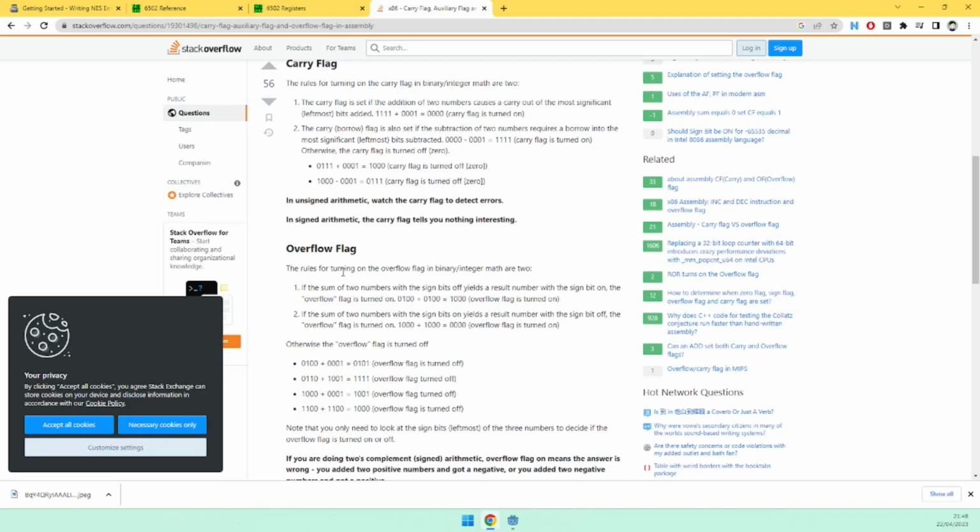Overflow flag. The rules for turning on the overflow flag in binary integer math are as follows. If the sum of two numbers with the sign bits off yields a result number with the sign bit on, the overflow flag is turned on. So, I see. If the sum of two numbers with sign bits on yields a result number with the sign bit off, the overflow flag is turned on.